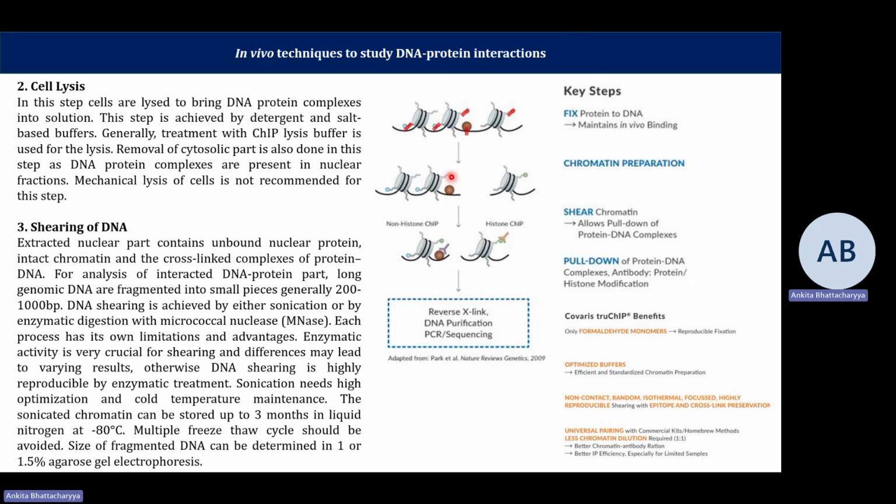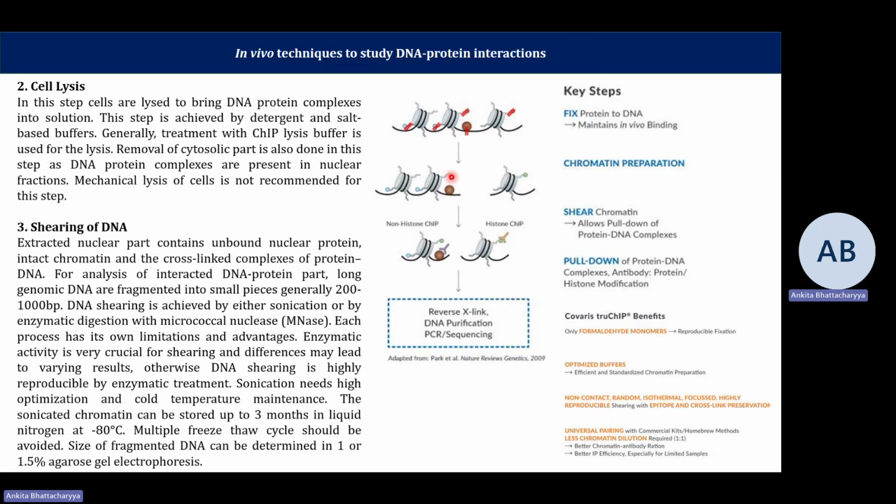But if you look at the key steps first, you fix the DNA and protein interaction, or you chemically freeze it using certain reagents. Second, you have to prepare your chromatin and shear it, and the shearing allows for pull down of protein DNA complexes. The DNA protein pull down complex, antibody and your protein histone modifications are what you have at the end.